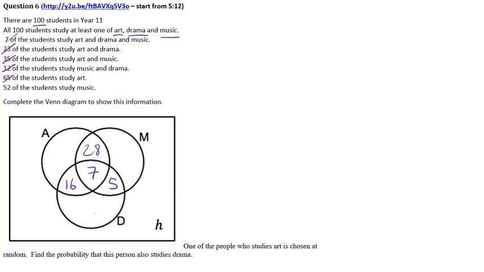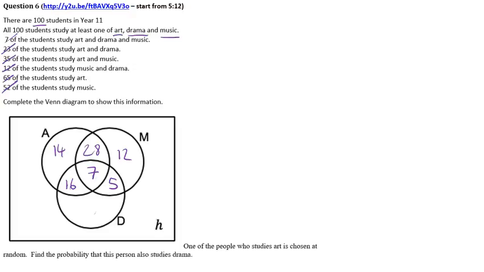65 study art. So in these 3 sections, we've already got 51, so that's 14 left there to make that up to 65. Got 52 studying music. We've already got 40 here, so that's 12. And we just need to work out how many are studying drama.